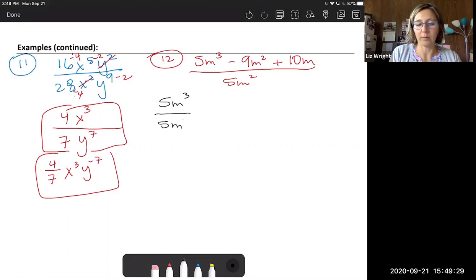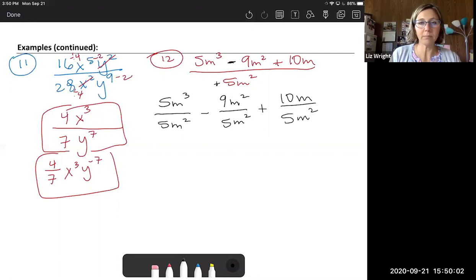5m squared. The next thing I want you to do is look at the signs of your terms. We've got a negative over a positive. So a negative over a positive, what's going to be the sign of my next term? If we have a positive and a negative, it's going to be a negative. So then my middle term is going to be 9m squared over 5m squared. And then the last one, we've got a positive over a positive here. And so it's going to be plus, and then it's going to be 10m over 5m squared.